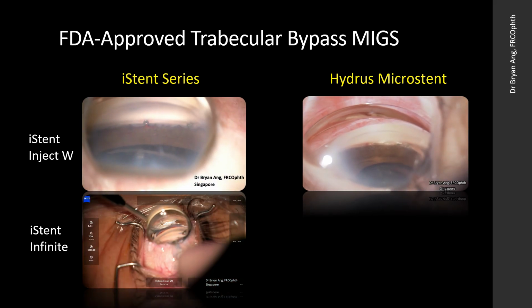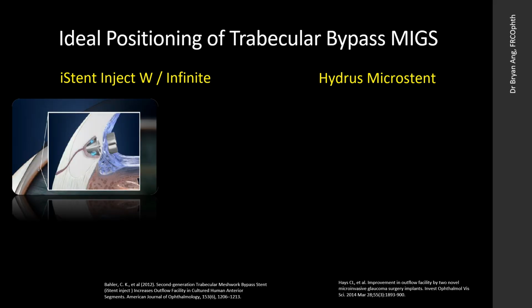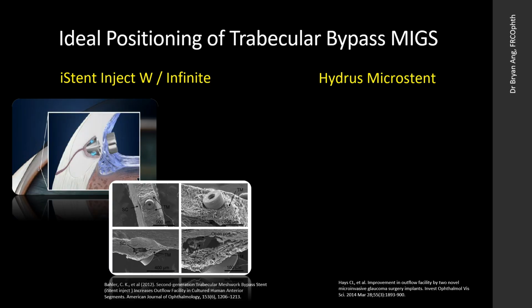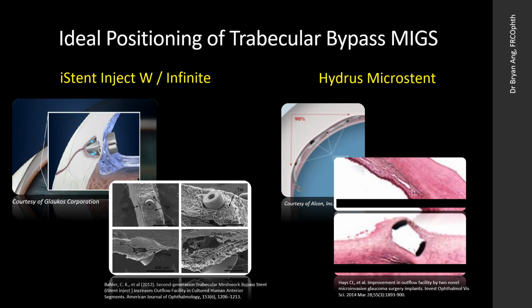Now, these devices are designed to be placed precisely and accurately in the angle. For the iStent devices, the head of the stent should rest in the Schlemm's canal, as seen here. For the Hydrus Microstent, almost the entire length of the stent should be placed in the Schlemm's canal where it serves as a scaffold, with the inlet remaining in the anterior chamber.